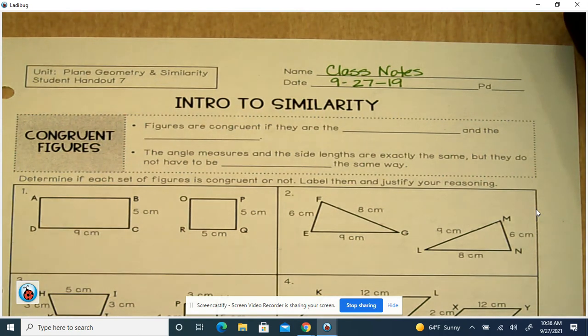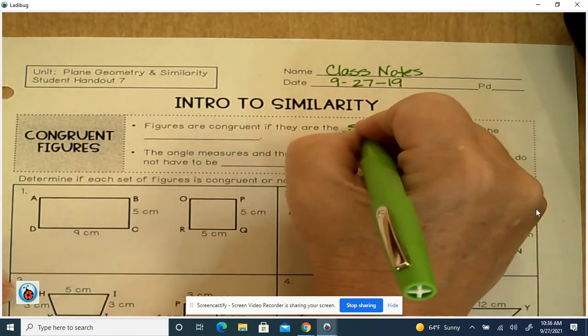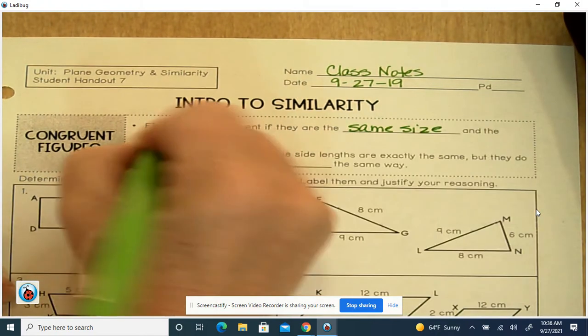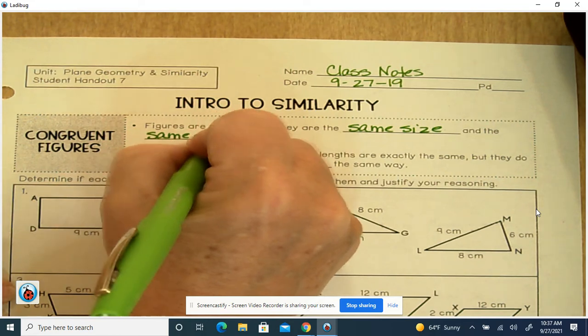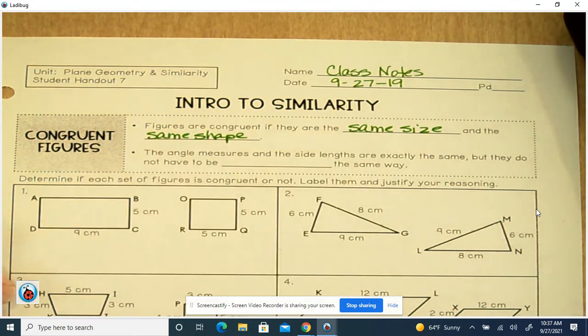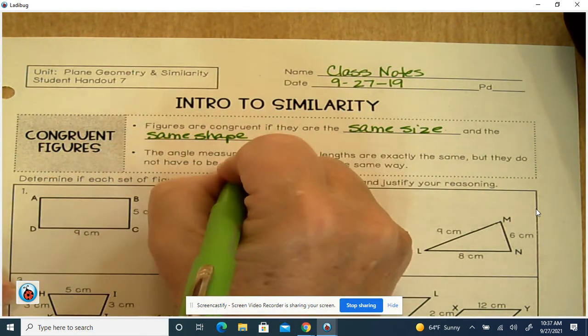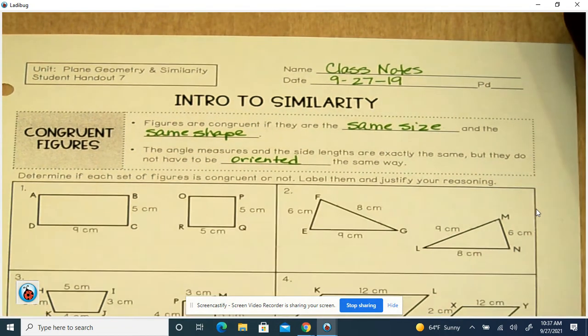This video is an introduction to similarity. If we look up here in our fill in the blanks, figures are congruent if they are the same size and same shape. The angle measures and the side lengths are exactly the same, but they do not have to be oriented the same way. That means they don't have to be turned or positioned in the same way.